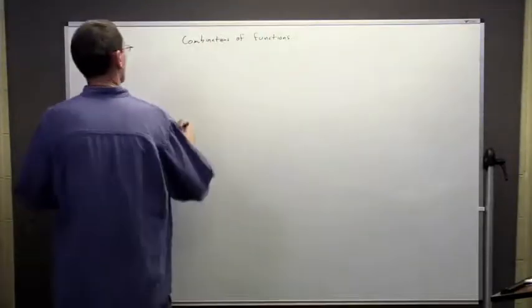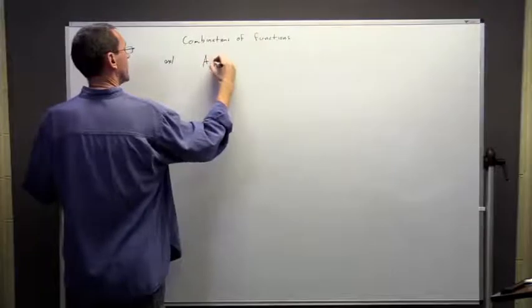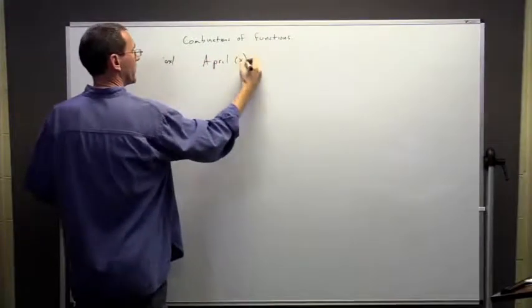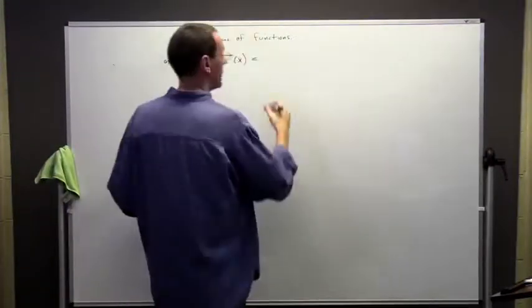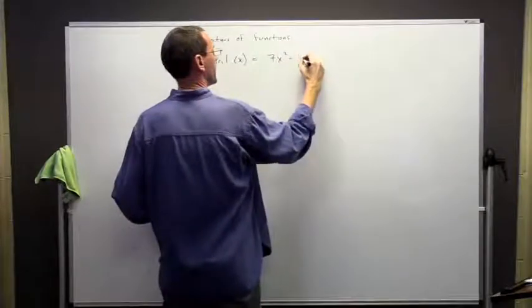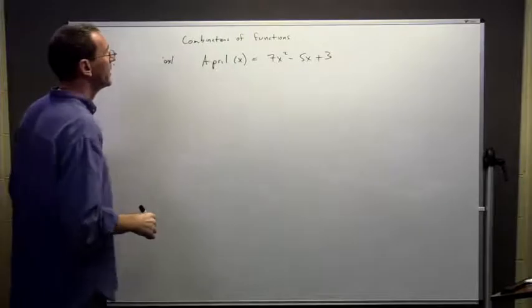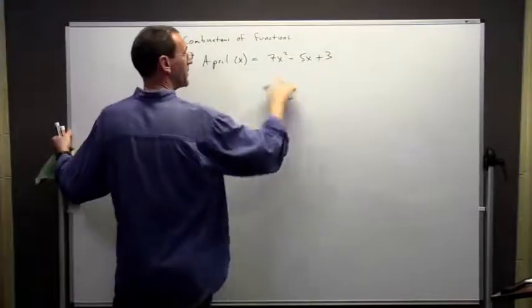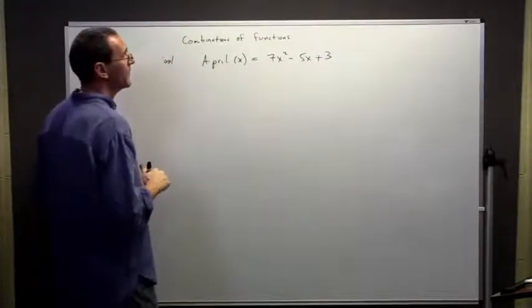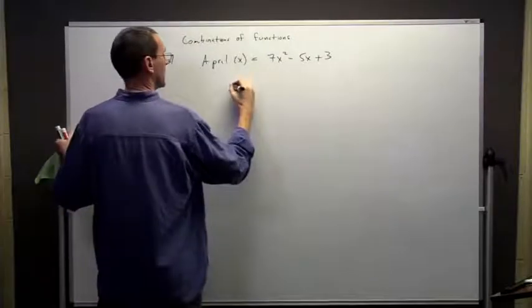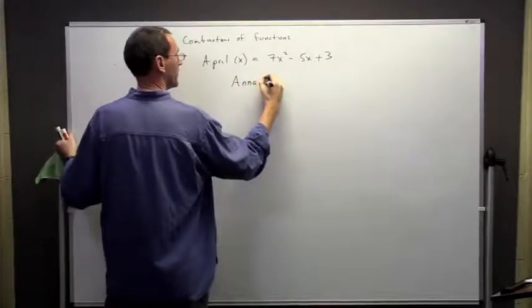Okay, so for example, suppose I have a function, I'll call it April, and it's 7x squared minus 5x plus 3. This is basically a parabola. We've seen these things before, but there's another way to look at this.